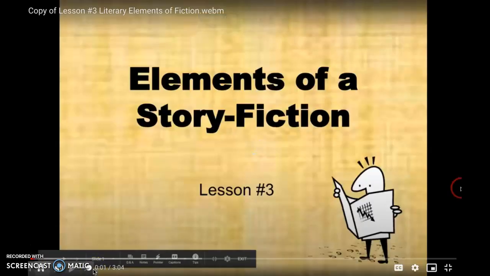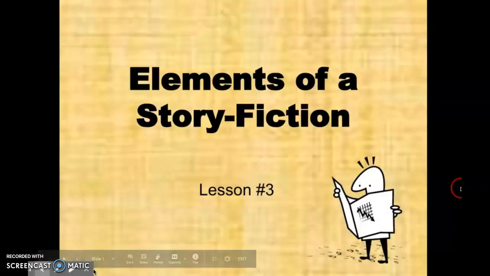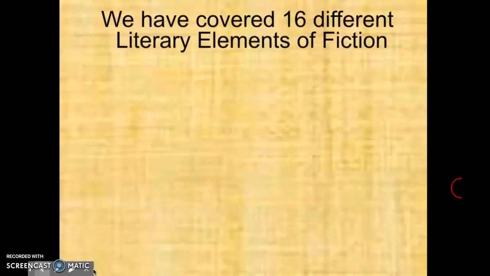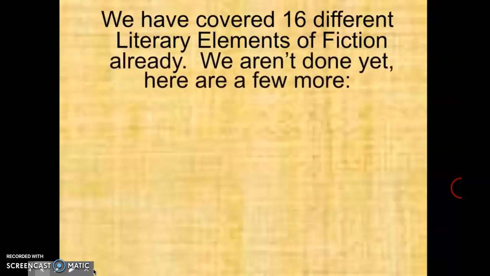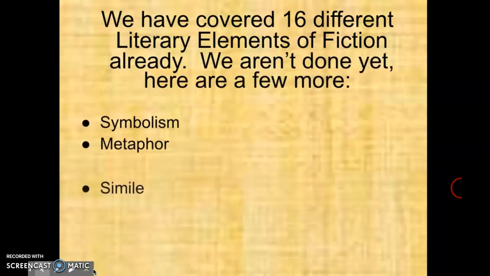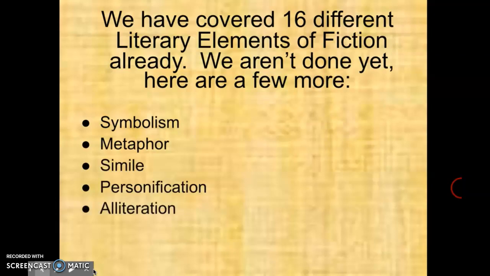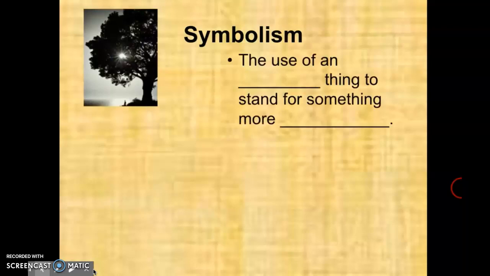Lesson 3, Elements of a Story, Fiction. We've already covered 16 different literary elements of fiction, but we're not done yet. Here's a few more: symbolism, metaphor, simile, personification, alliteration, and onomatopoeia. First, let's look at symbolism.